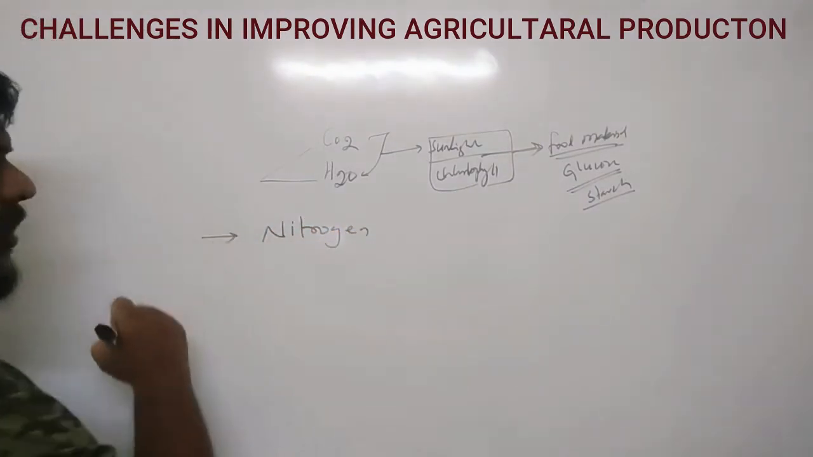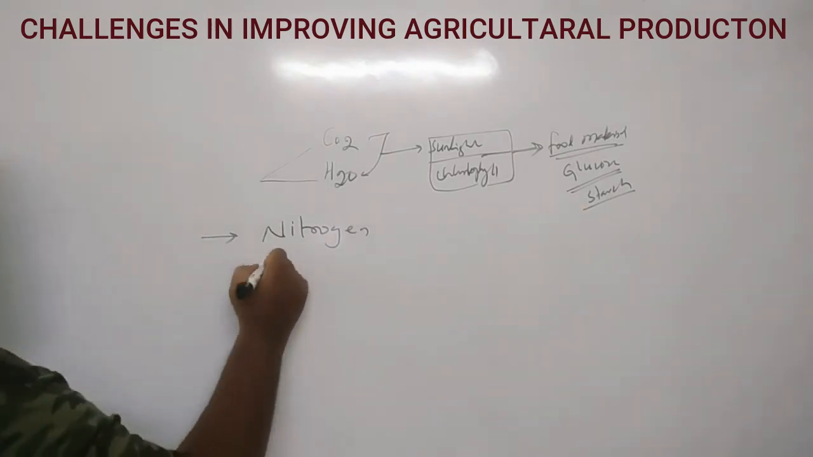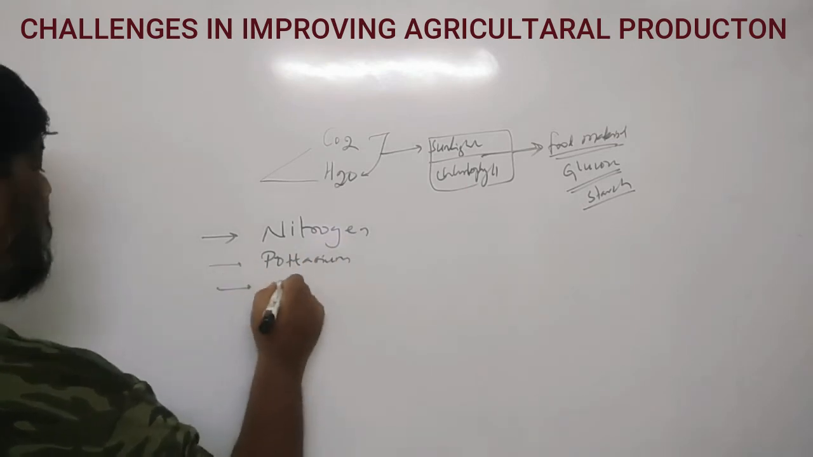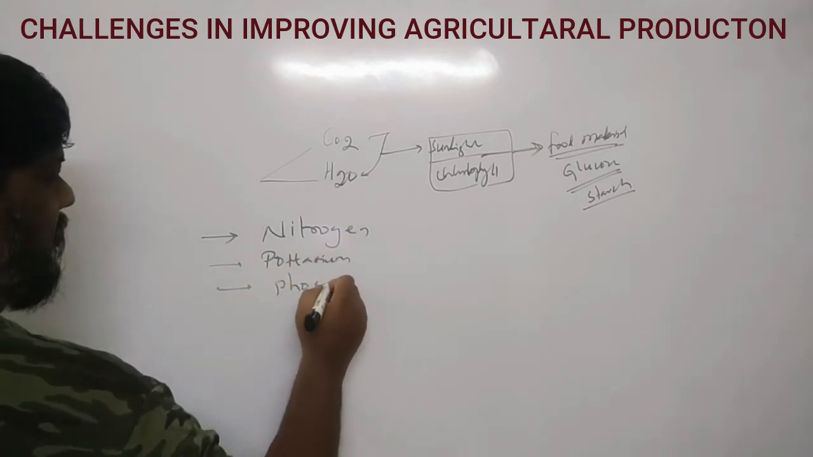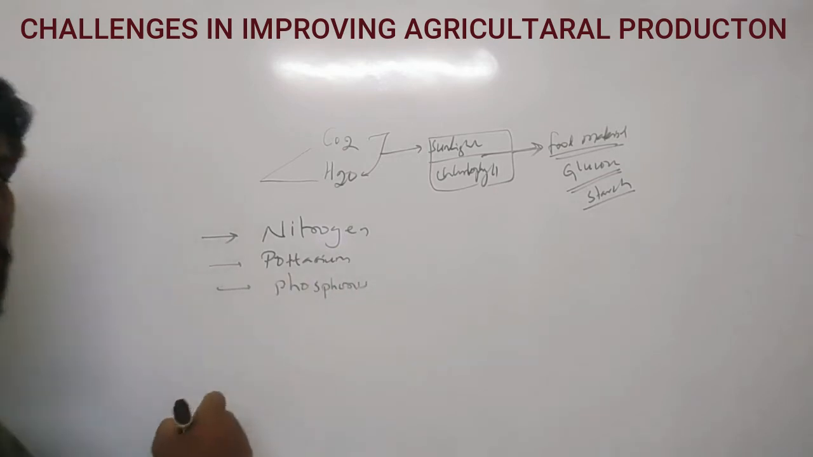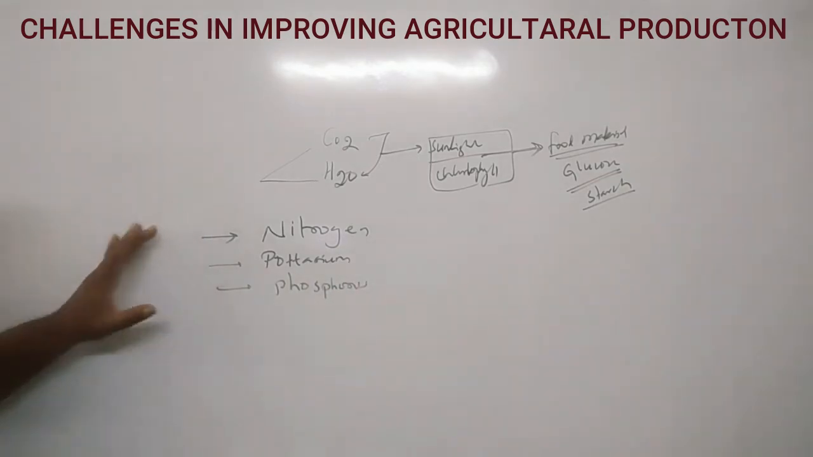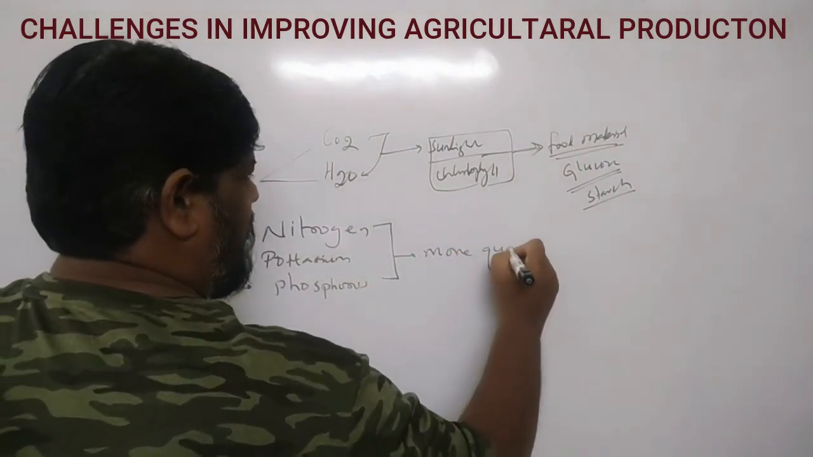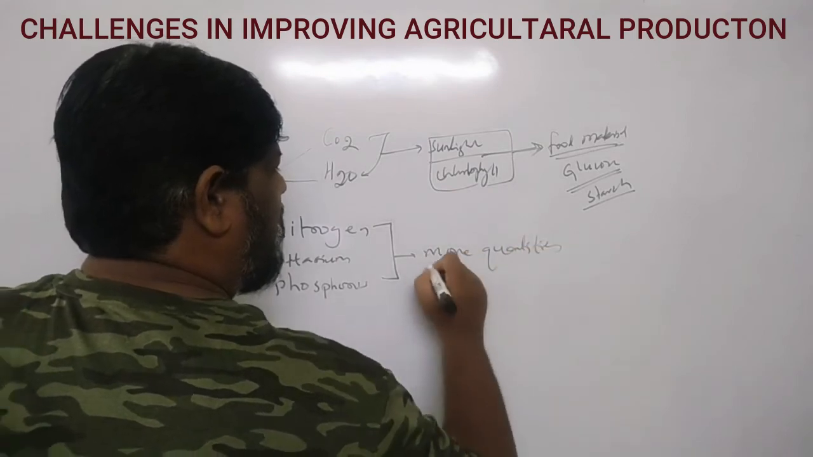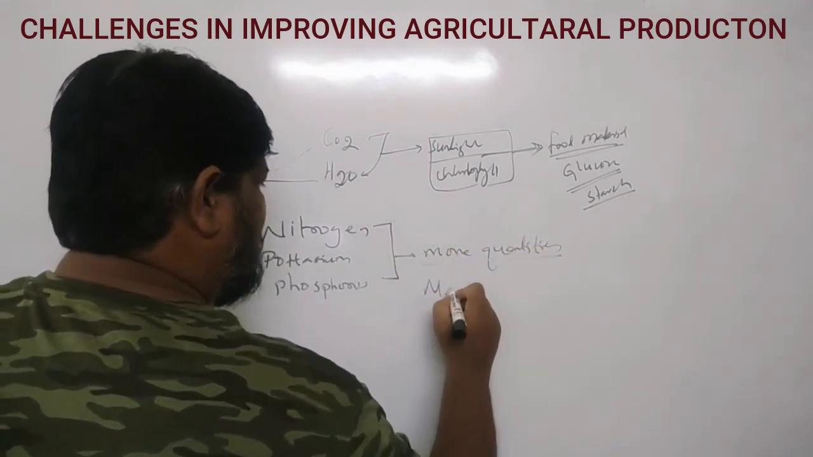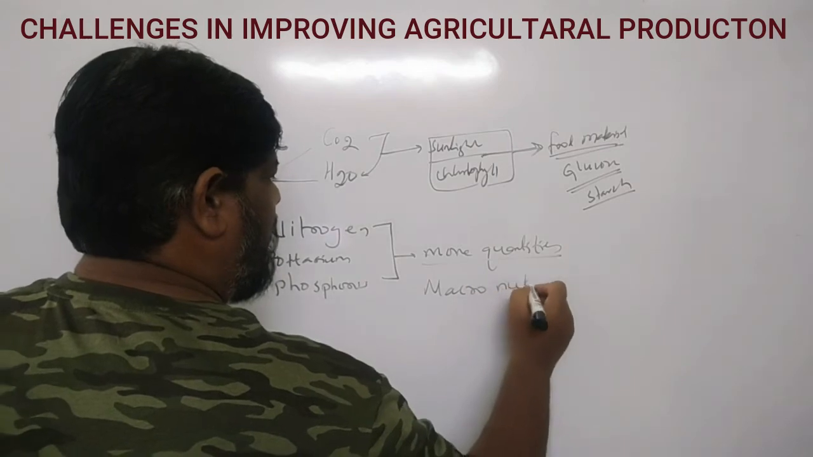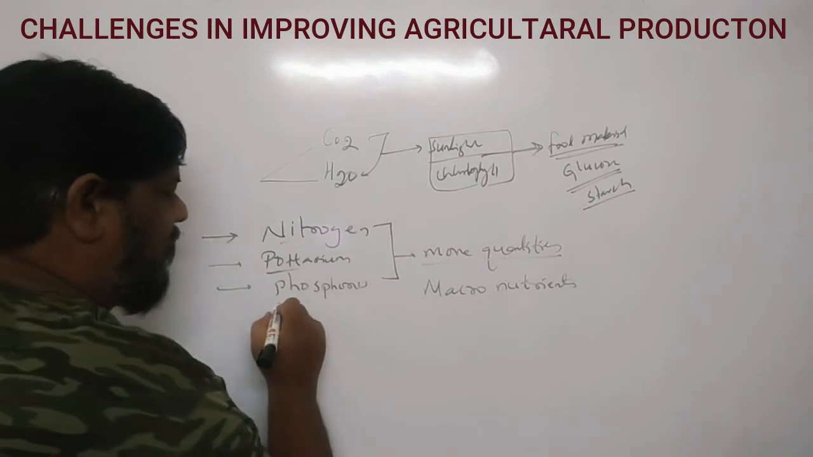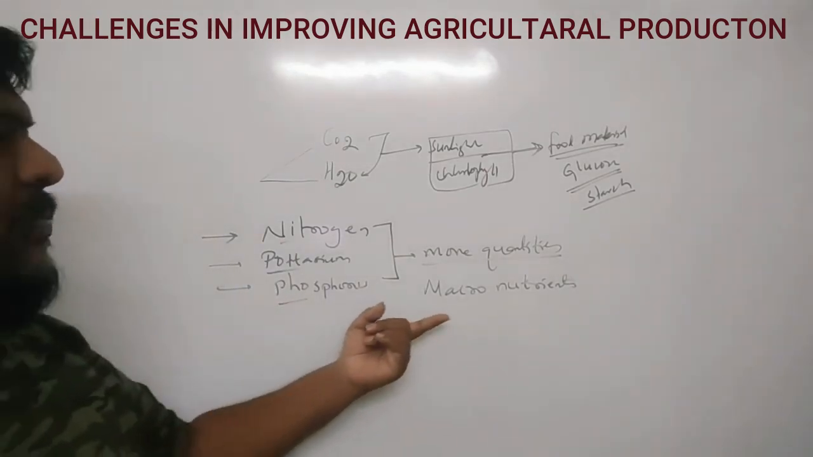Nitrogen is a very, very important factor, right? And then potassium is also very important. And then phosphorus is also very important. So here, these are the three different nutrients which are required in more quantities by the plants. So that's why these are called the macronutrients. So nitrogen, potassium and phosphorus are usually called the macronutrients.